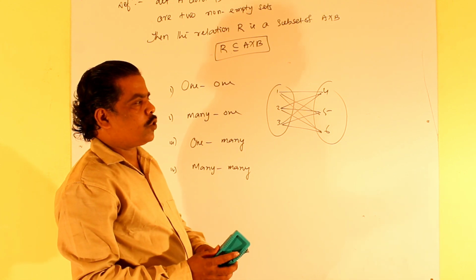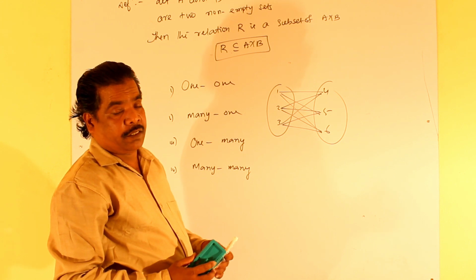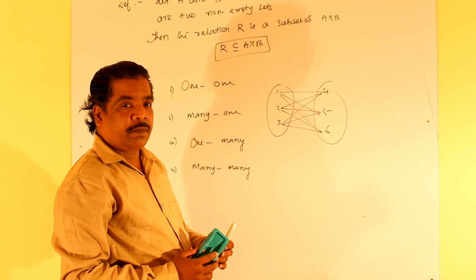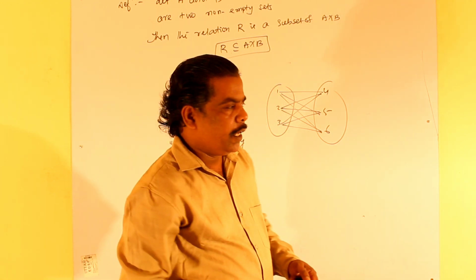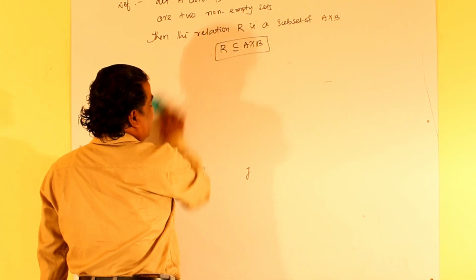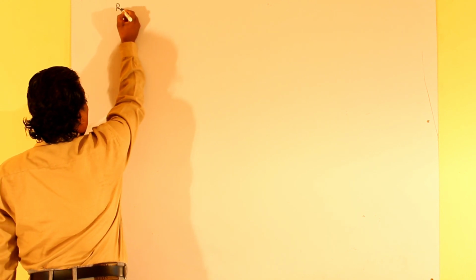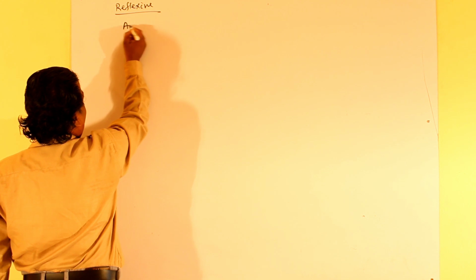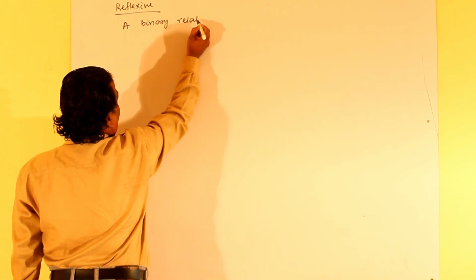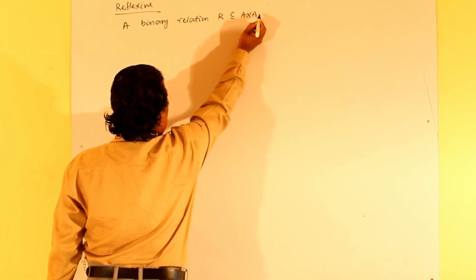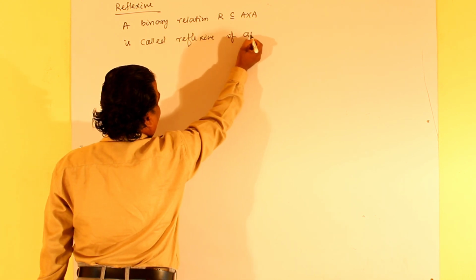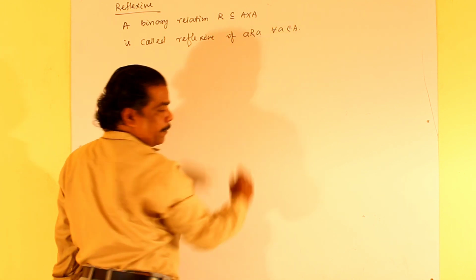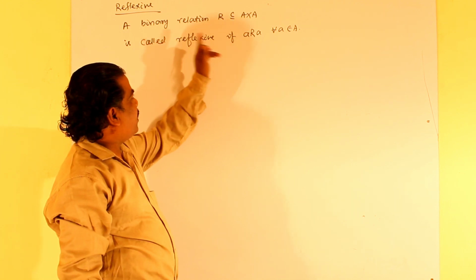Now in our course we specially include the properties of relations: reflexive, symmetric, transitive, and equivalence. These are the properties we study in our syllabus, starting with the reflexive relation. What is reflexive? A binary relation R, a subset of A cross A, is called reflexive if a is related to a for all a belonging to set A.